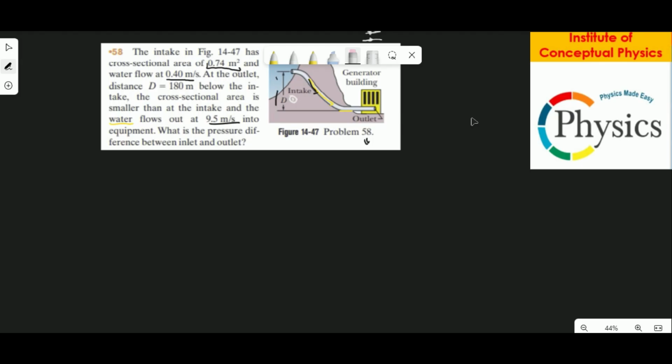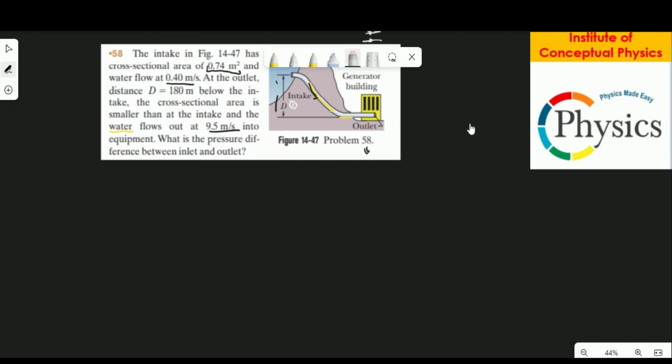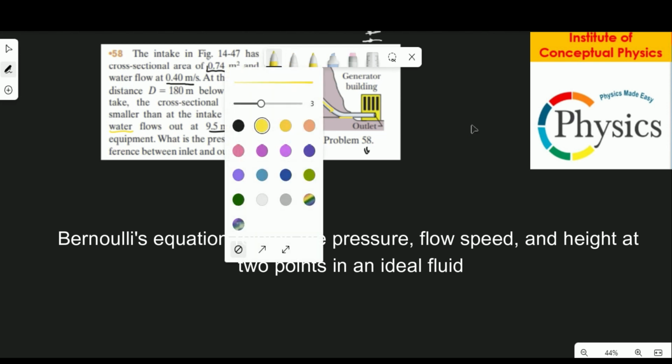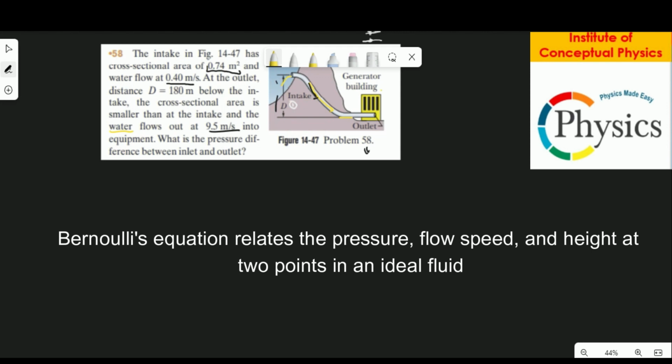All right, good morning. This question is from fluids. What gets used for this is the Bernoulli principle. If you read this question, you have 2 points. I'll just mark them. One point is the inlet, and then you have an outlet. The velocity of the fluid, which is water, at the inlet is given to be 0.40, and the velocity at the outlet is given to be 9.5 meter per second.